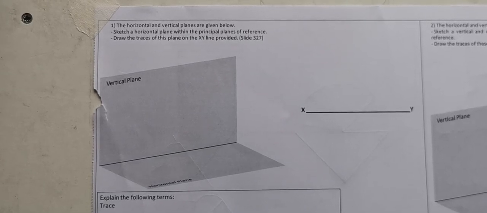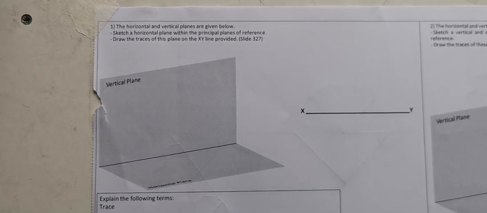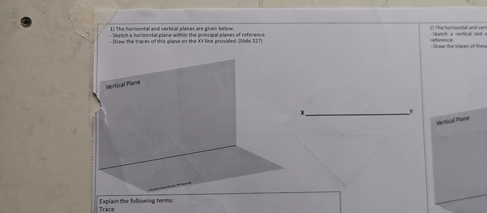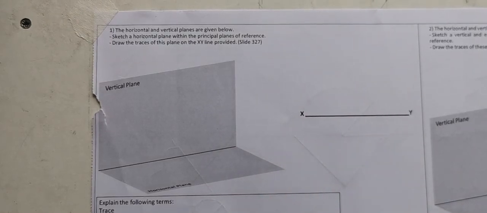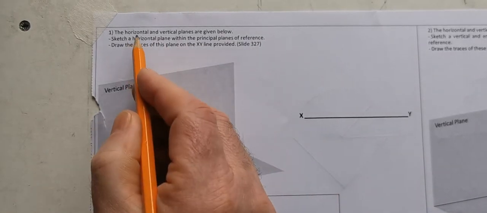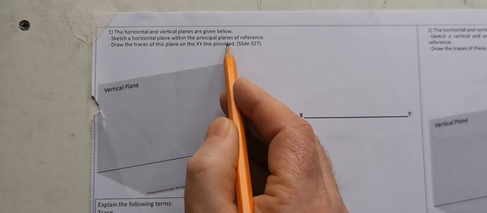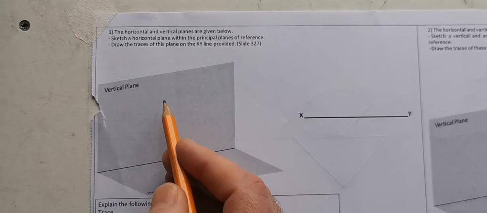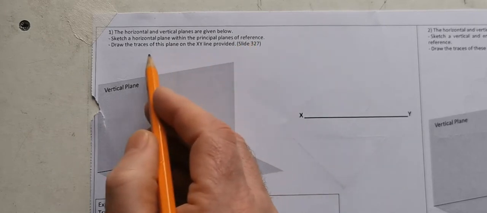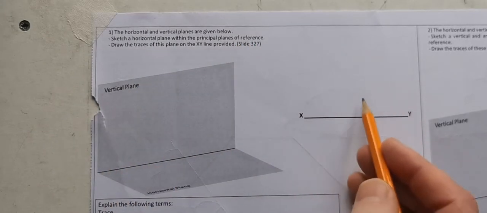Okay guys, welcome back. We're on page 103 here, basically Oblique Planes sheet 3. We've moved beyond this, but I don't know how I missed this sheet, so I'm going to look back over it. It says the horizontal and vertical planes are given there. They're called the planes of reference. It says sketch a horizontal plane within the planes of reference and draw the traces over here.